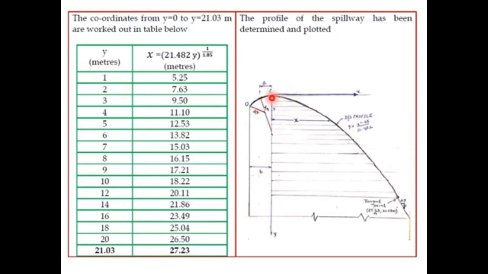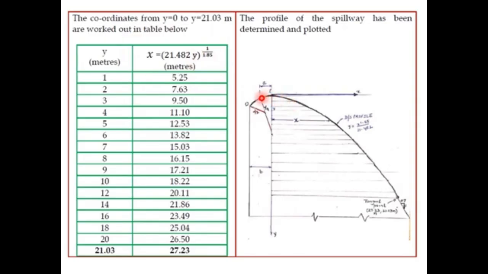If this is the crest, then from the crest this is y and the corresponding x. For example, if y is 7, the corresponding x value is plotted. Like this, various points are plotted which follow this equation.